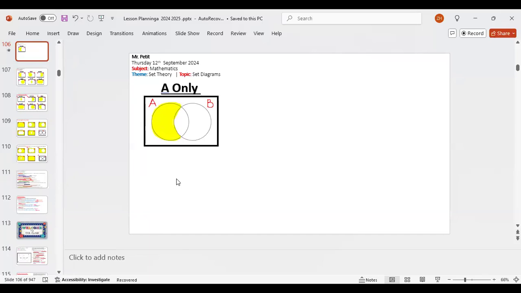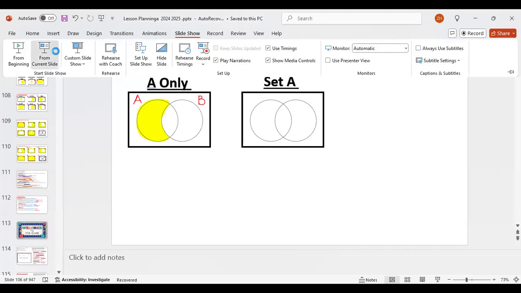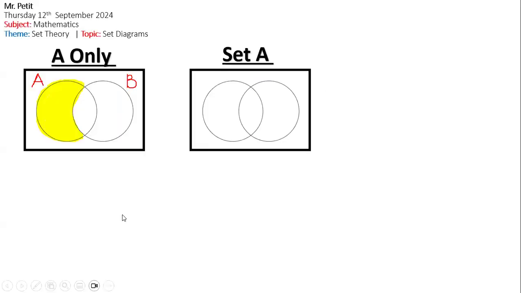All right. So we ready to do A only, right? Now watch what I can get y'all right now. I want B only? That's too easy. Okay, here we go. I want set A. So we still have these two circles, but I only want set A. I didn't say A only. I said set A.